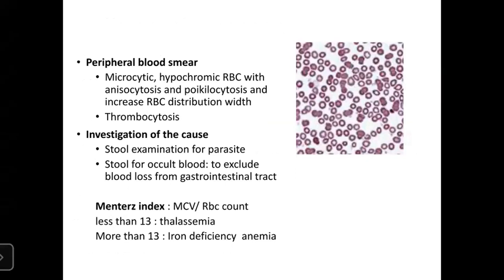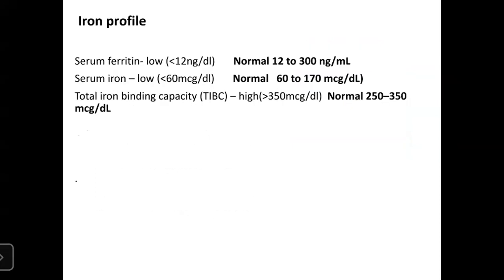So one should look for stool examination for parasites, stool for occult blood to exclude blood loss from the gastrointestinal tract, or Mentzer's index. So you have to know whether it's thalassemia or iron deficiency anemia. So one should look at MCV divided by RBC count. In iron deficiency anemia, RBC and MCV both decrease, but the RBC level is more decreased, very commonly. So it's more than 13, whereas in thalassemia, the MCV level is decreased, so it's less than 13.